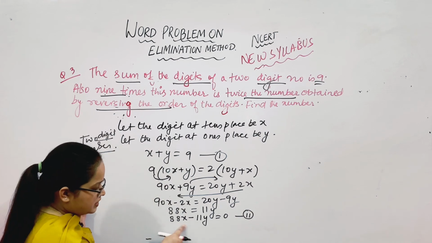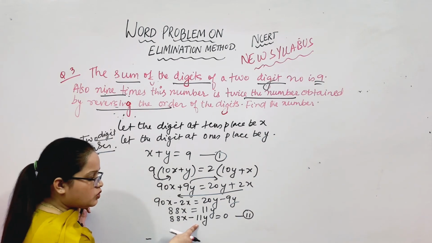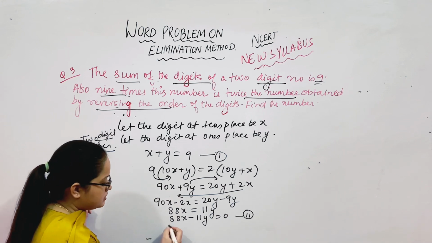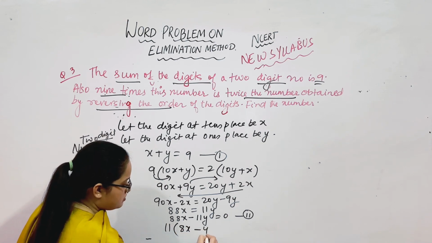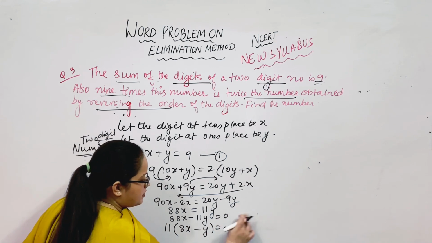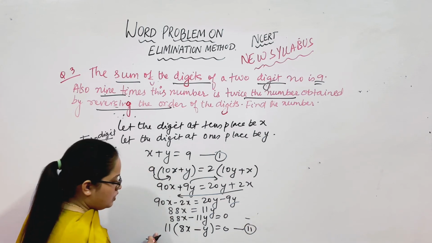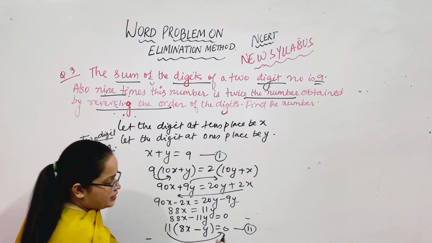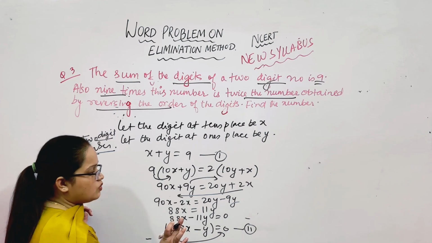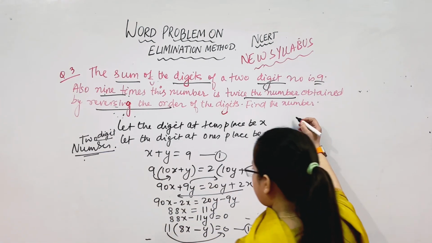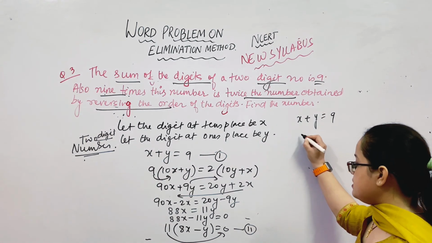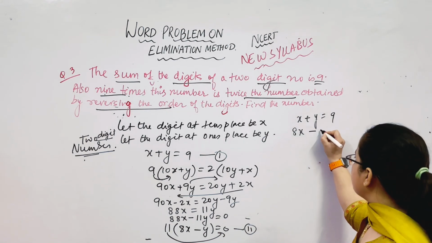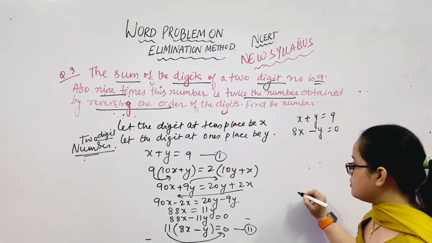And also I'm seeing that 88 and 11, they both come in the table of 11, right? So I'll just take the common factor out. So I'm taking 11 as common. So it becomes 8x minus y is equal to 0. I'll mark this equation as 2. And 0 divided by 11 will become 0 only. So I'm getting the two equations as x plus y is equal to 9 and 8x minus y is equal to 0.